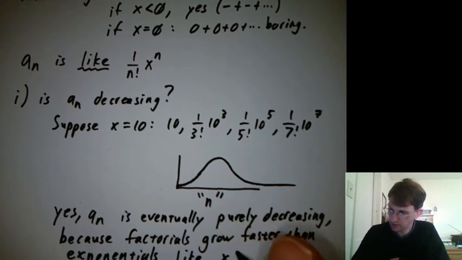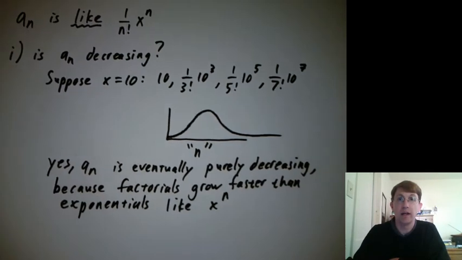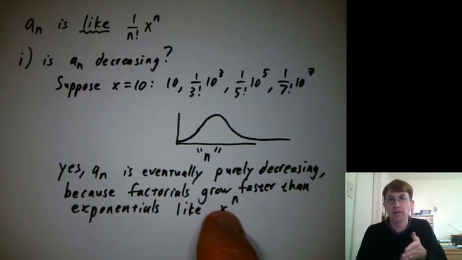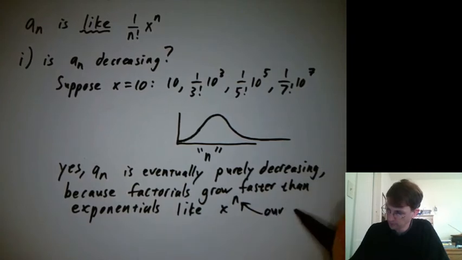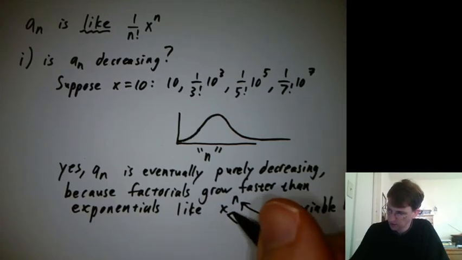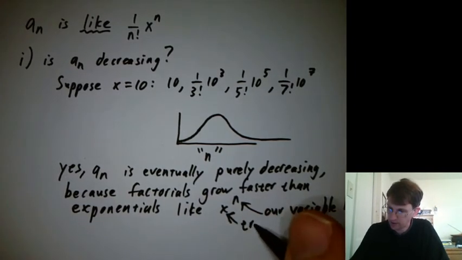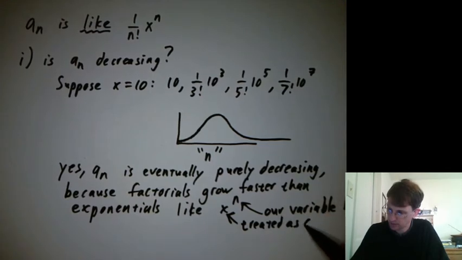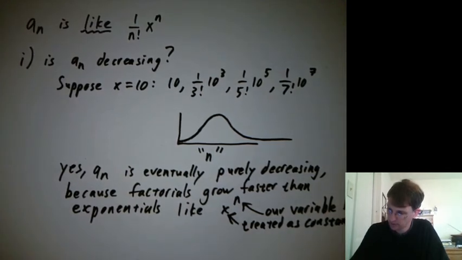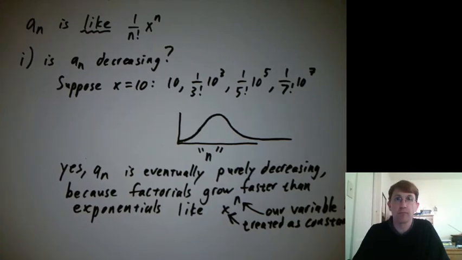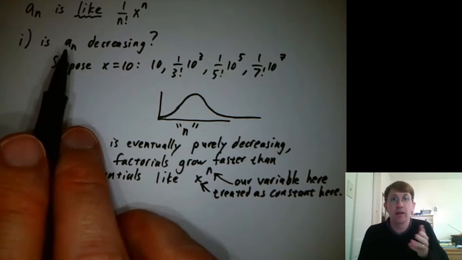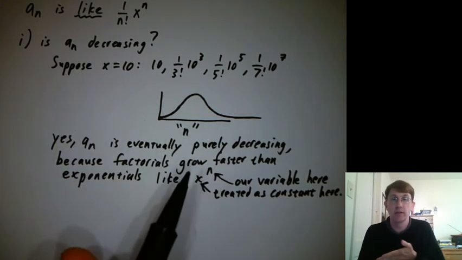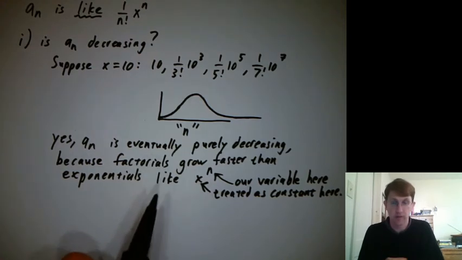Exponentials, like in this case it's x to the n, but n is the variable we're considering, so it's kind of a constant to a variable power, and x is treated as constant here. So it was a long story, but ultimately we decided that a sub n is eventually decreasing.